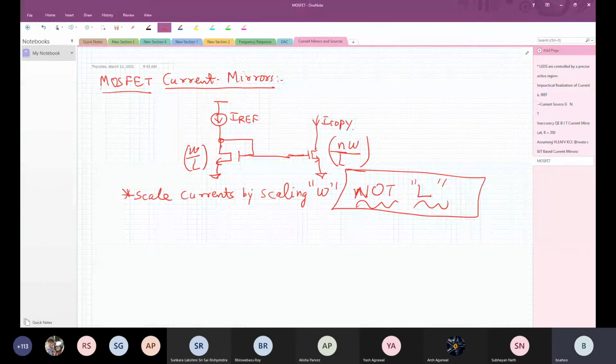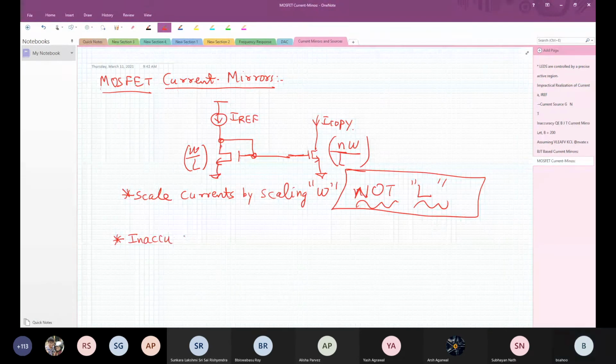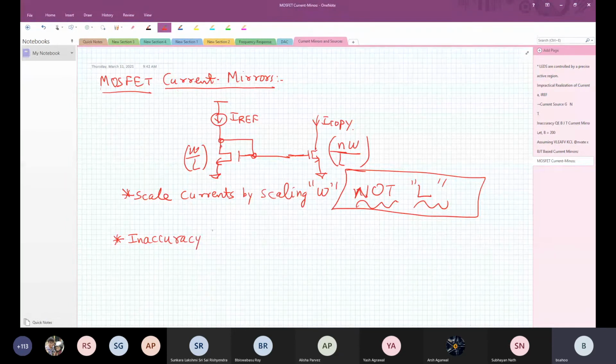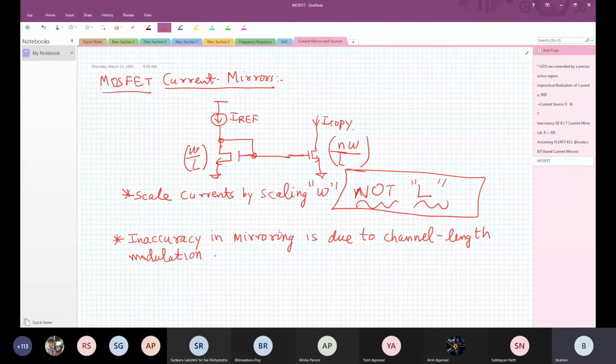So here the inaccuracy in the current will come due to channel length modulation. Inaccuracy in mirroring is due to channel length modulation, or unequal VDS.